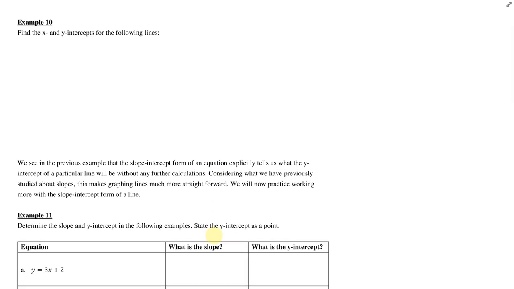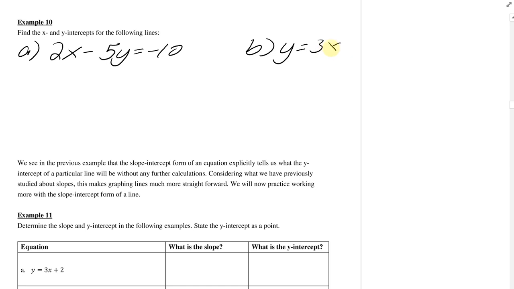And so maybe just to go one step farther with this now, I want you to do one of these examples on your own. So actually we'll do two of these. Why don't you go ahead and find the x and y intercepts of 2x minus 5y equals negative 10. And then let's also do y equals 3x minus 2. Pause the video here and just find the x and y intercepts of each of these equations. Hit play when you're ready.